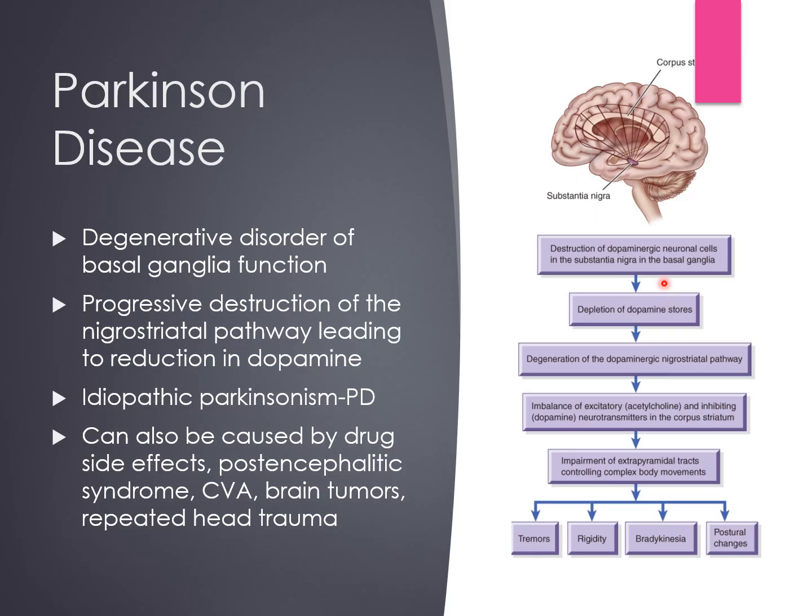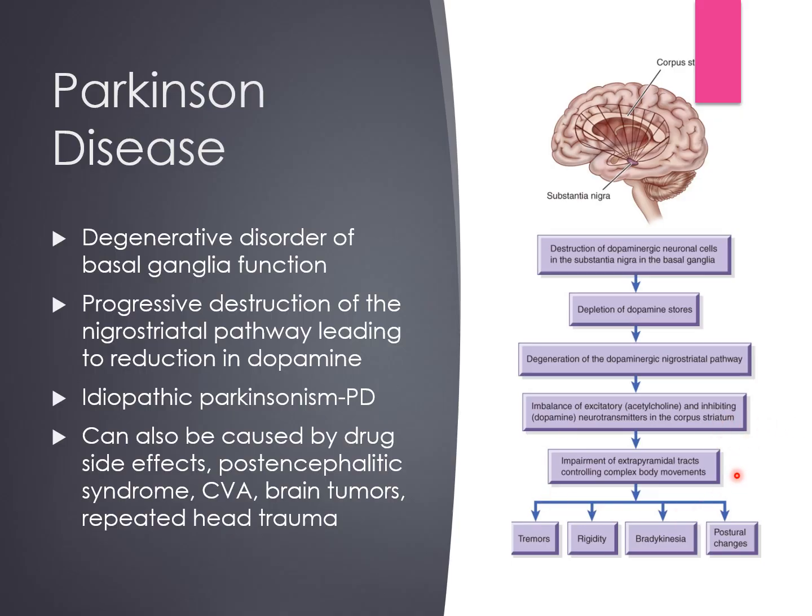So you can see in the picture on the right here, we start within the substantia nigra of the basal ganglia, we have this destruction of dopaminergic neuronal cells in that area of the basal ganglia. And as those cells are destroyed, we get this overall depletion of dopamine stores from the substantia nigra. And the degeneration of the dopaminergic neostriatal pathway, okay? And that leads to this imbalance of our excitatory neurotransmitter, acetylcholine, and the inhibitory neurotransmitter, which is dopamine, in the corpus striatum of the basal ganglia.